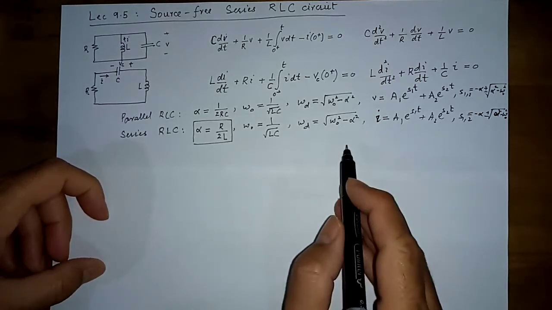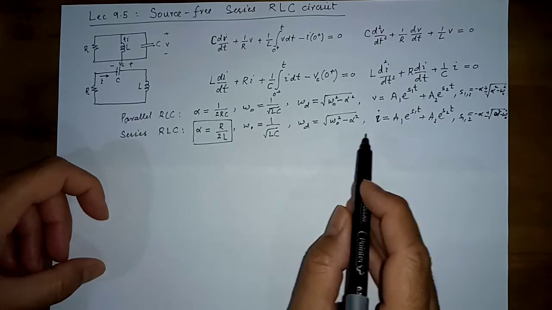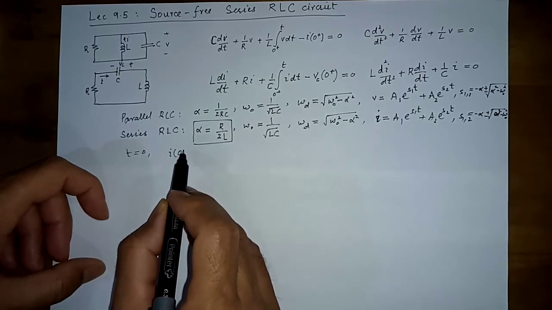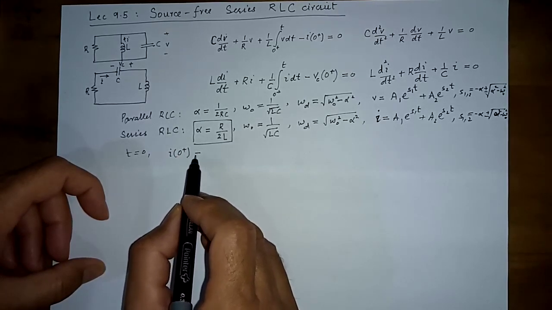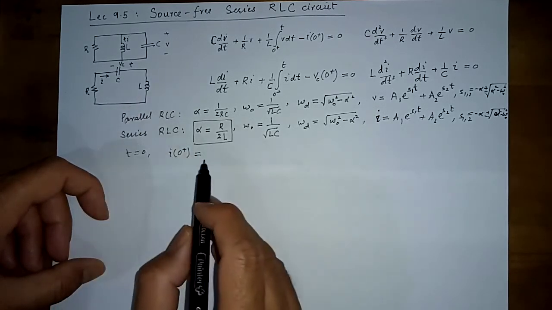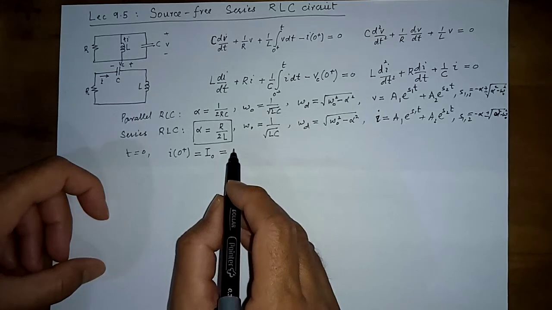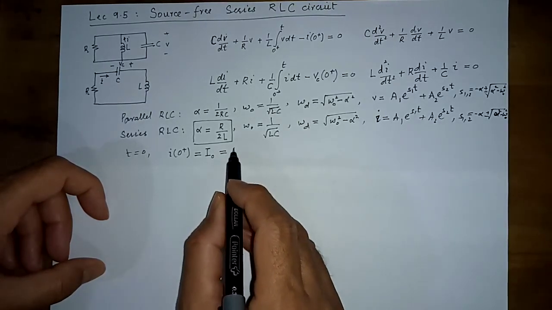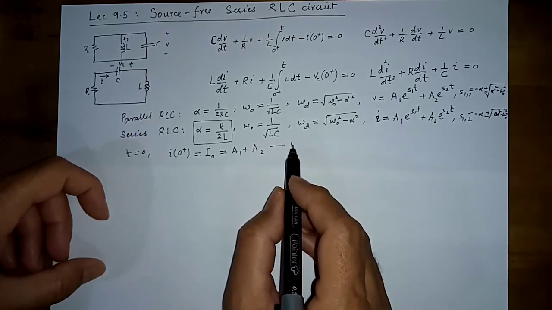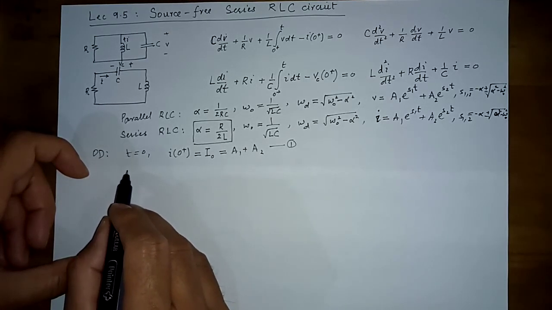And here, however, for finding this A1 and A2 in each case, we need to put t equal to 0 to get I0, and for this we need to know the initial current, because in series it is the initial current in the inductor. That is going to give us this equation. So if we put t equal to 0 in here, we are going to get A1 plus A2 equal to the initial current in the inductor as one equation. This is for the case of the overdamped response. For each case we have to understand what we want to do.